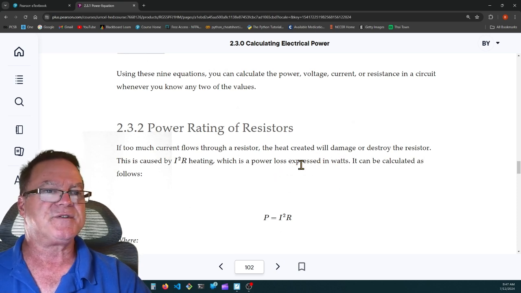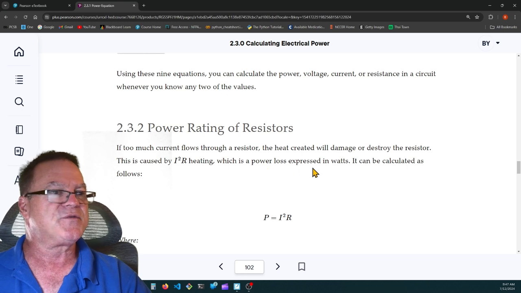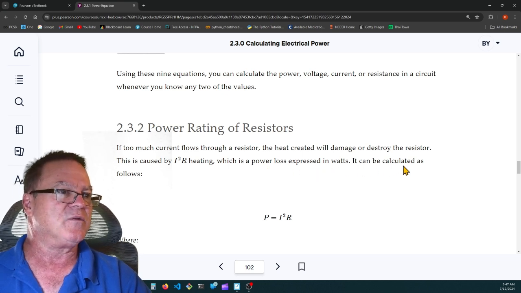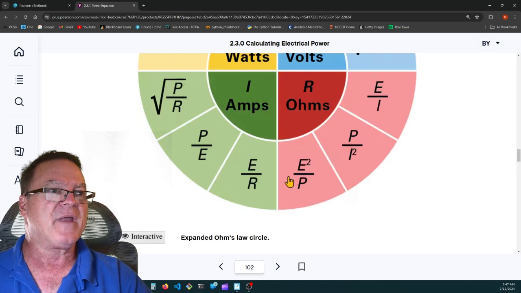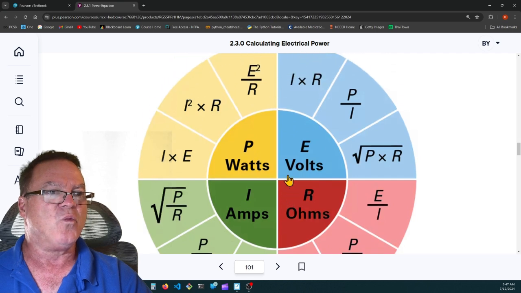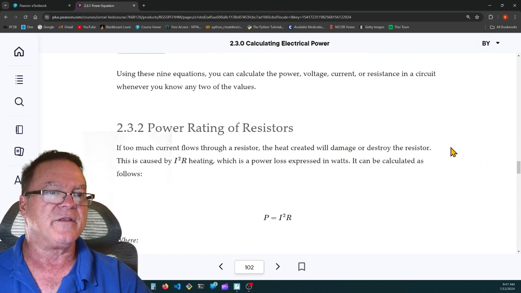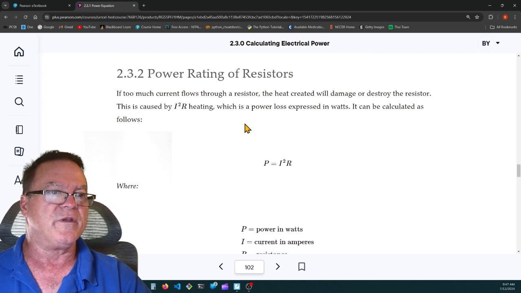2.3.2, power rating of resistors. If too much current flows through a resistor, the heat created will damage or destroy the resistor. This is caused by I squared R heating. I squared R is one of our power formulas. So I squared R loss is actually a heat caused by using up the power in the resistor or in the wire rather than doing useful work with it.